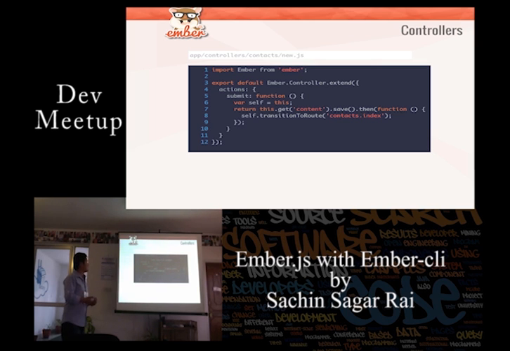The controller's main function is to present data to render the templates in the browser, and it works like a proxy for models. So in this part, there is this dot get content.